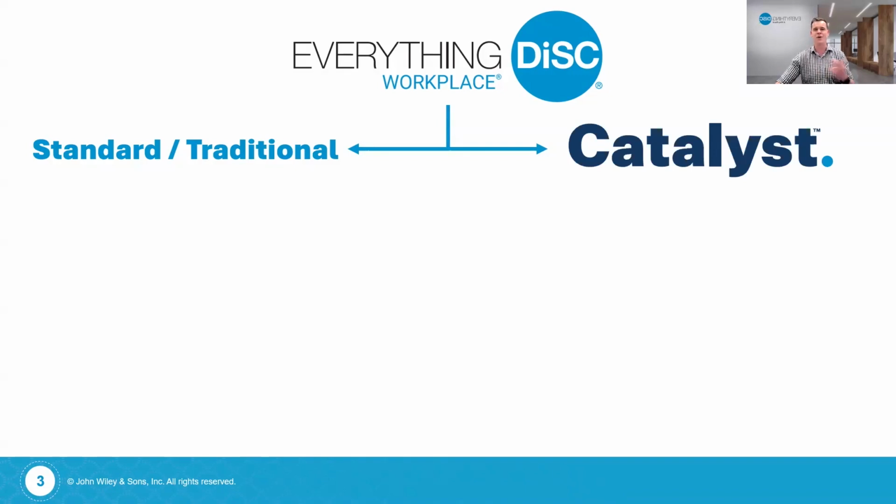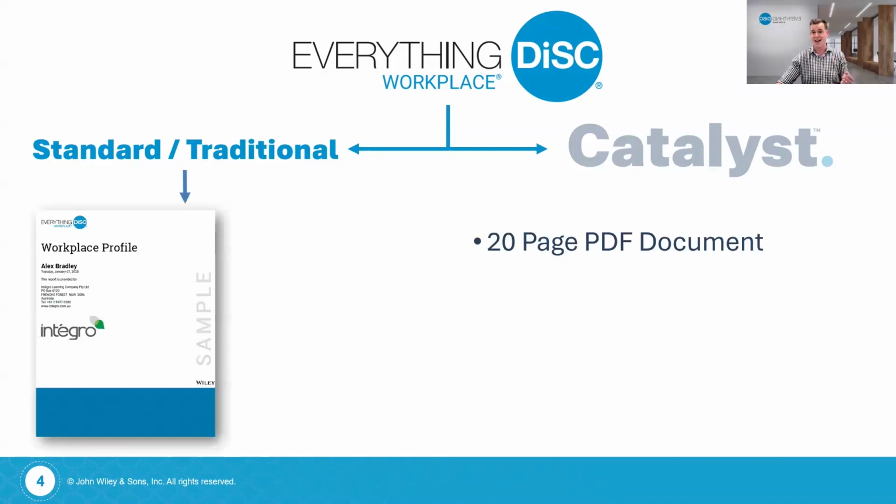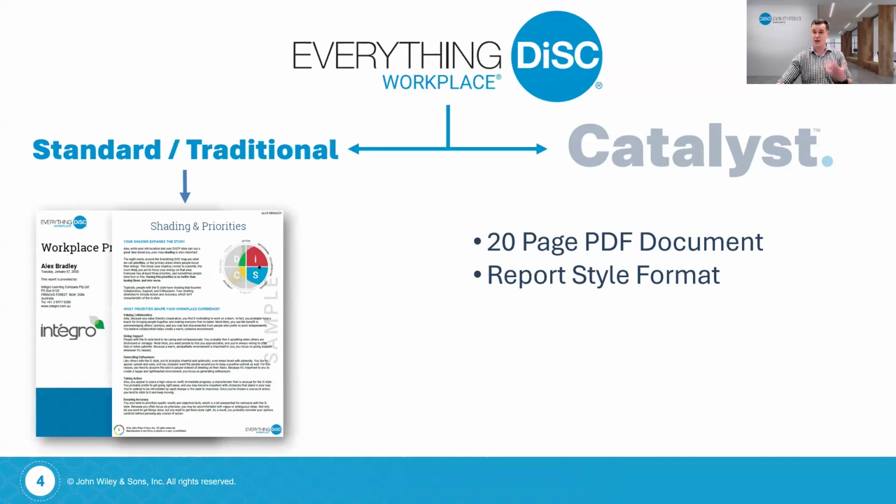Let's begin with our standard or traditional version of Workplace that you may have been using for several years up until this point. This is essentially your 20-page PDF document that I'm sure you're all used to. It's a hard copy PDF document you can print out and provide to your learners. The information is presented in more of a report style format, so you read through it as you go. It's a great tactile experience of being able to hold your printed report, mark it up, personalize it, really make it your own.